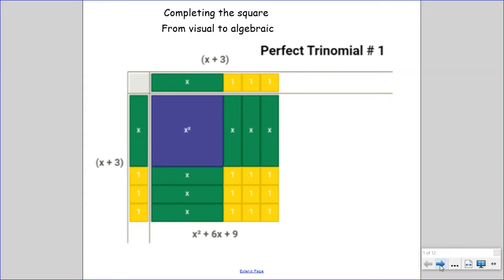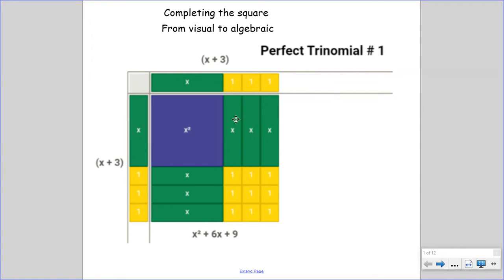Hello, the purpose of this video is to move from a visual example of perfect trinomials to completing the square, first visually and then algebraically. So we're going to start with something as basic as x plus 3 squared that you see on the screen, and that is a perfect trinomial. And we can see that it is literally a perfect square.